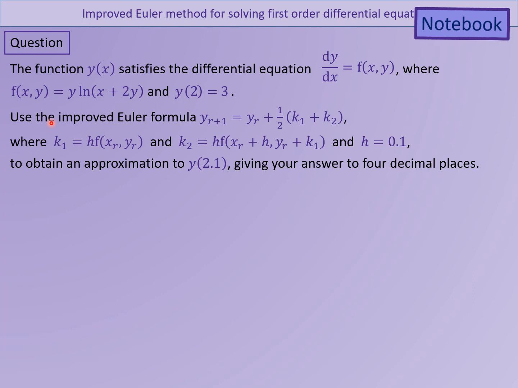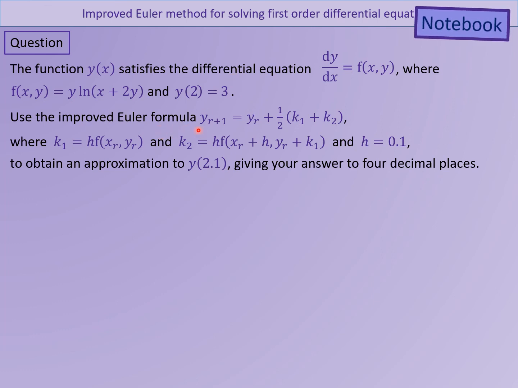What I need to do now is work out Euler step by step. But instead of using the one in the formula book, I'm going to use an improved one. And this is why it's quite common for the examiners to give you the Euler formula, even though you're given it in the formula book, because they want to make sure that you are using the correct formula, because there are lots of alternatives out there.